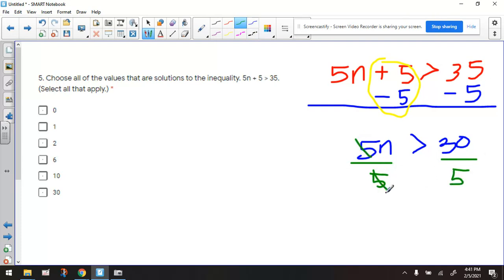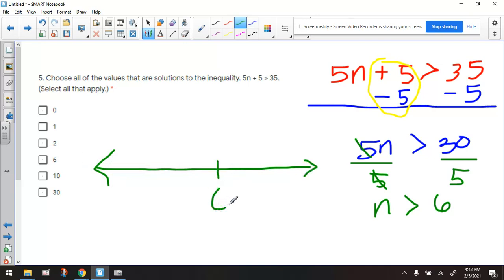This all cancels out. It equals 1. 1 times n is n. So n is going to be greater than 6. 30 divided by 5 is 6. Now 6 is a choice, but we're not going to pick it because this isn't an equal sign. It's an inequality sign. So let's make a graph to help our brains process it.